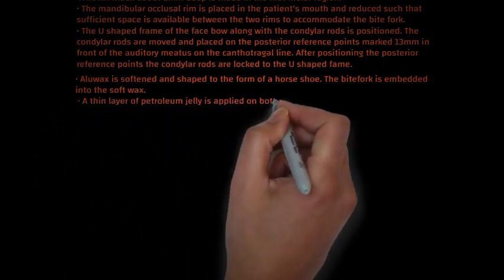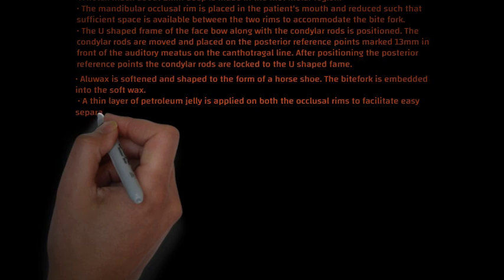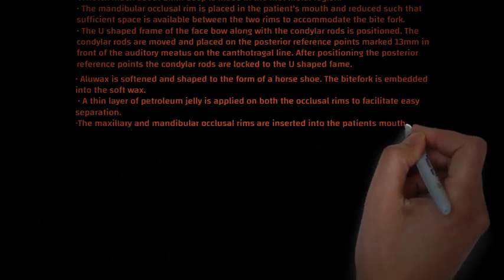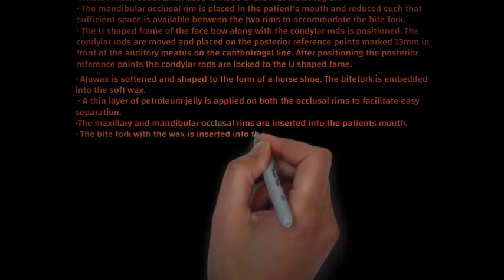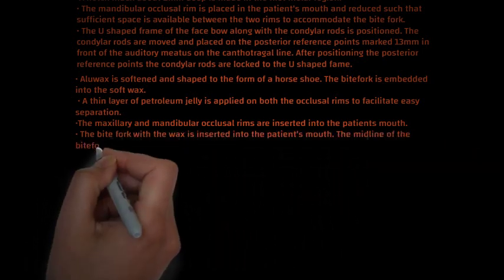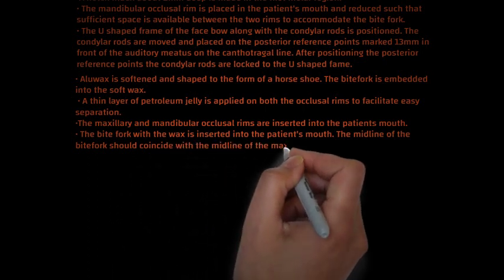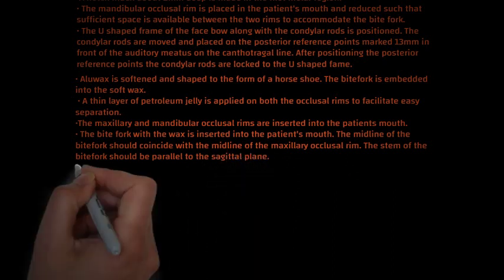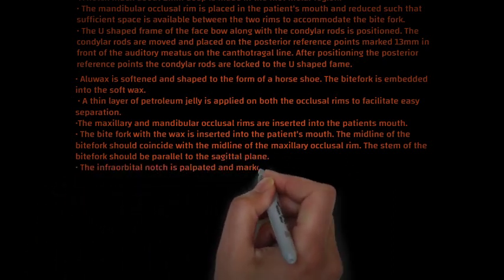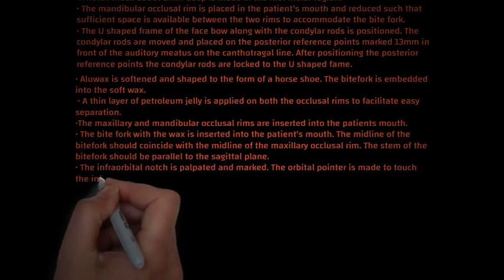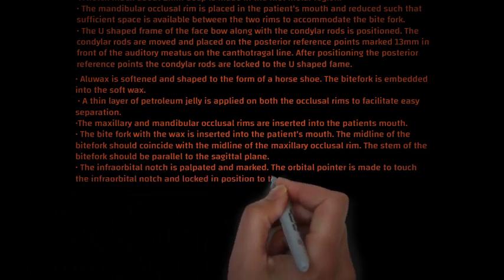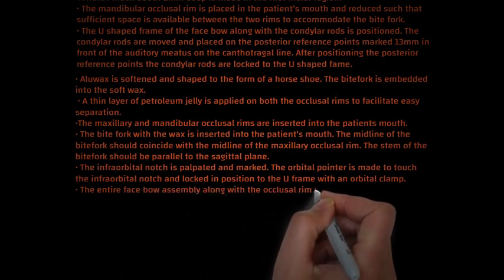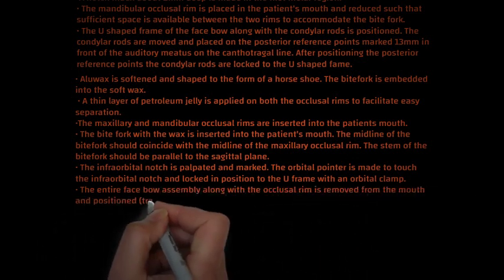A thin layer of petroleum jelly is applied on both the occlusal rims to facilitate easy separation. The maxillary and mandibular occlusal rims are inserted into the patient's mouth. The bite fork, with the wax, is inserted into the patient's mouth. The midline of the bite fork should coincide with the midline of the maxillary occlusal rim. The stem of the bite fork should be parallel to the sagittal plane. The infraorbital notch is palpated and marked. The orbital pointer is made to touch the infraorbital notch and locked in position to the U-frame with an orbital clamp.